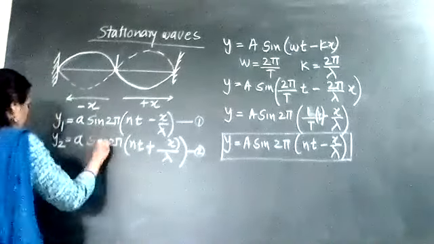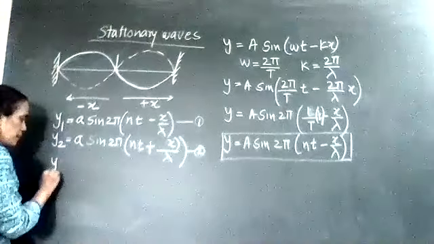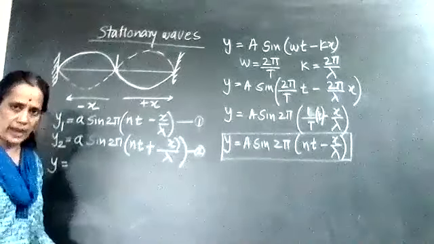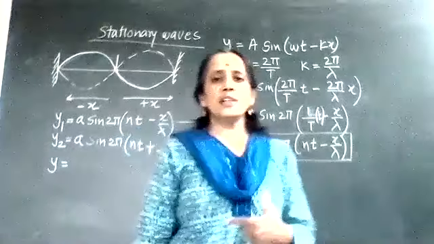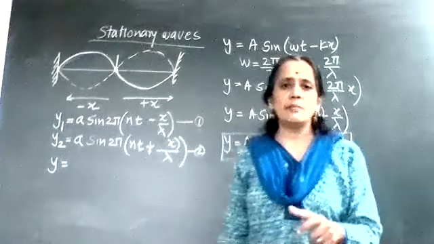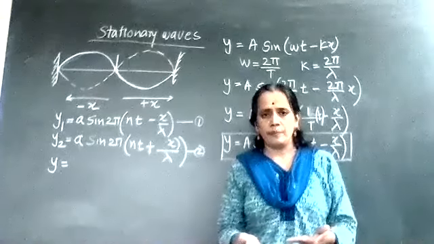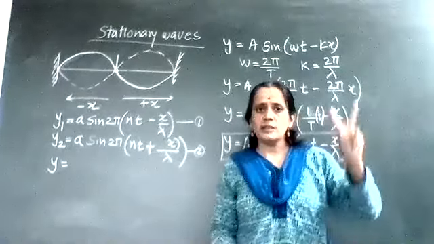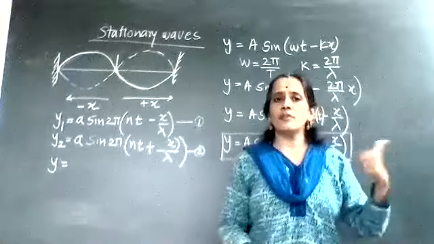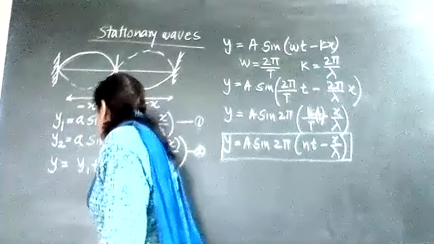Clear? And now, using this equation of displacement of first wave and second wave, now I can use the principle of superposition of waves. According to the principle of superposition of waves, the net displacement of the wave is nothing but the vector sum of displacement produced by each wave independently. Now, first wave has amplitude y1, second wave has amplitude y2. So the resultant displacement is nothing but the addition of y1 and y2. Therefore, I can write down here y is equal to y1 plus y2.